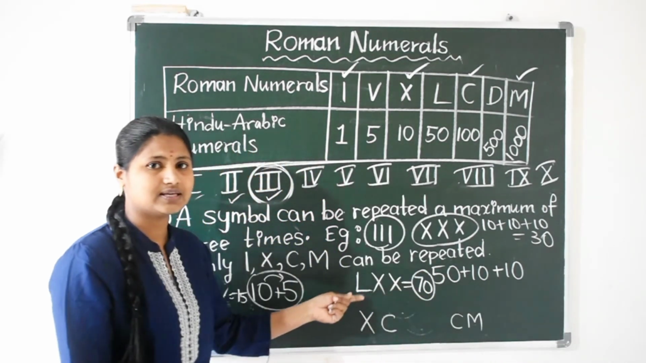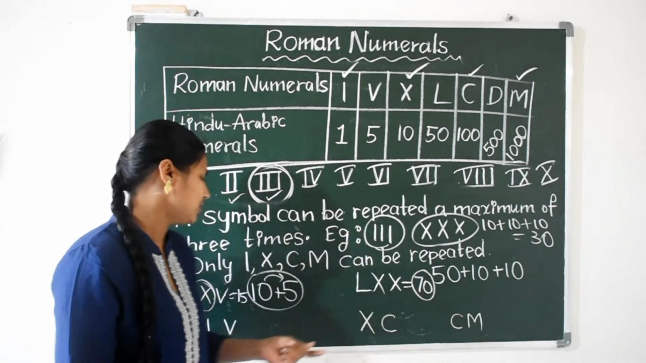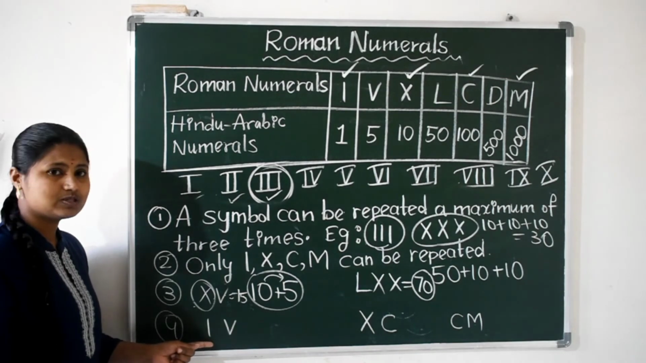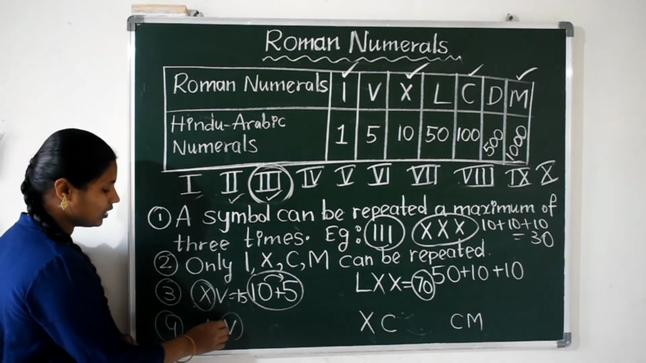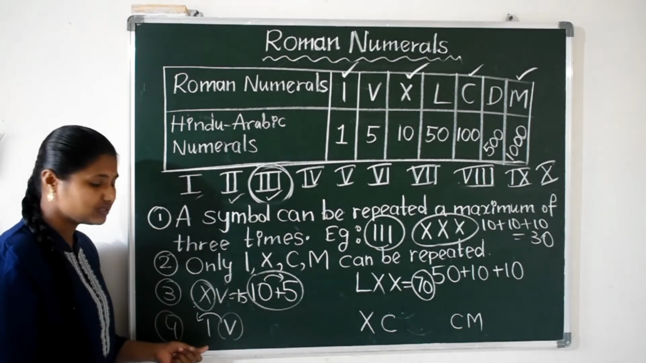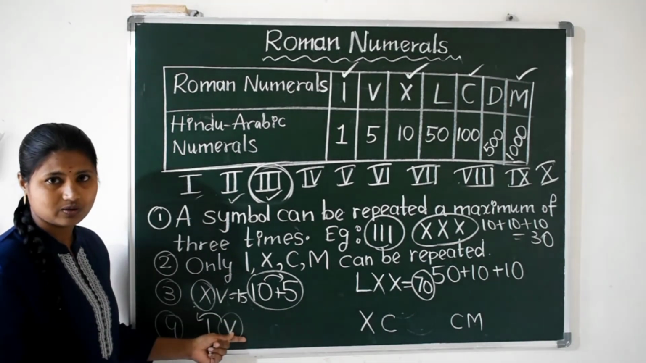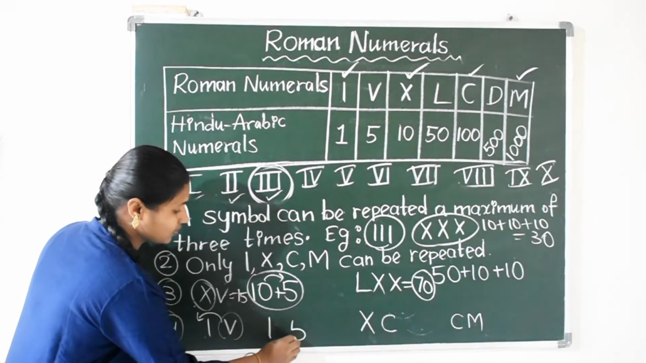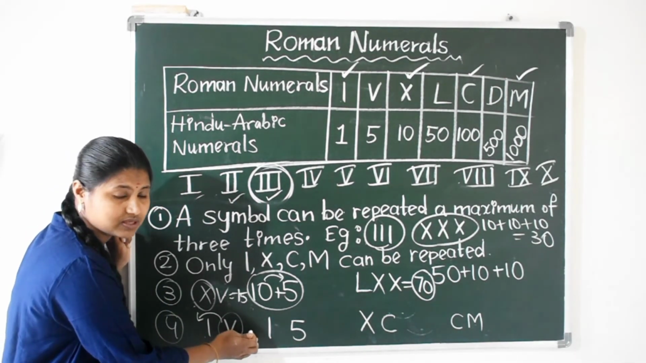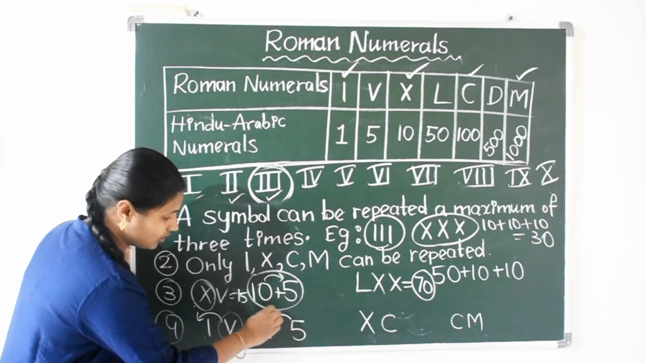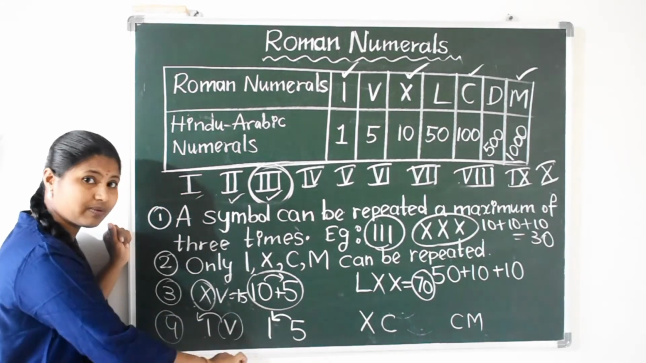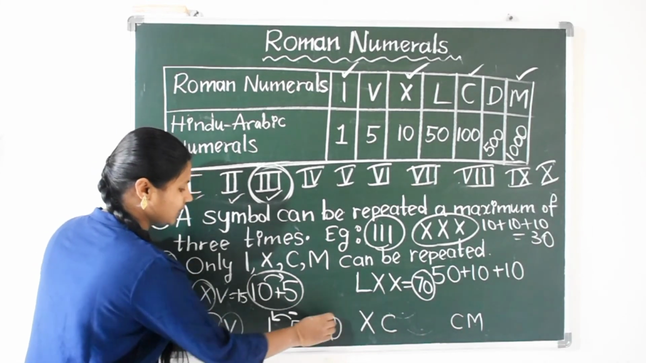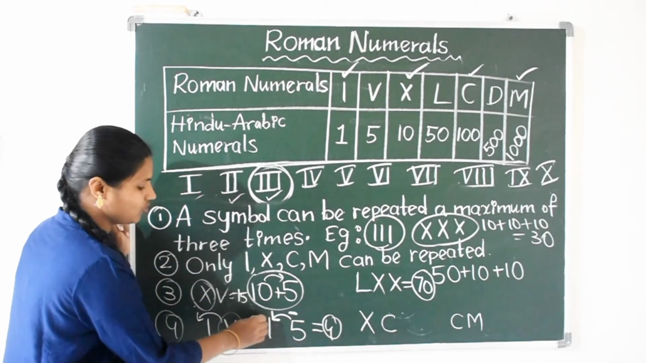LXX means 70. And rule number 4 is, if a symbol is placed before the greater value, then we have to subtract the smaller value from the greater value. I means 1, V means 5. Here the smaller value is first, so subtract the smaller value from the bigger value, that is 5 minus 1. 5 minus 1 gives us number 4, right? So IV means number 4.